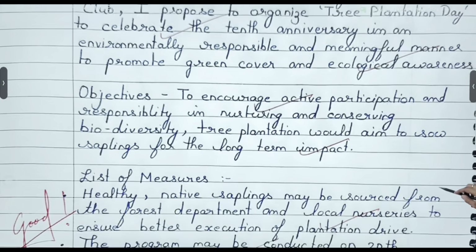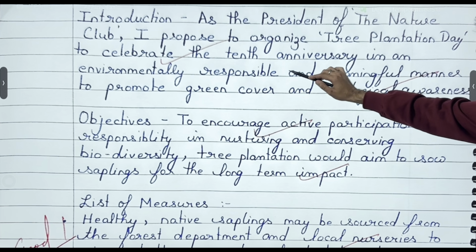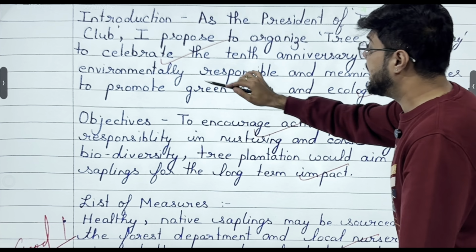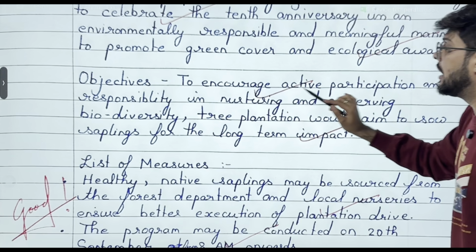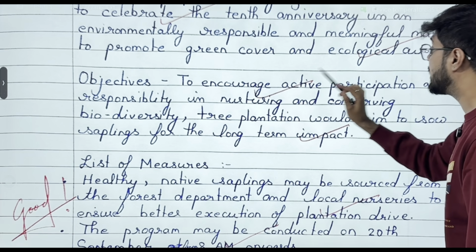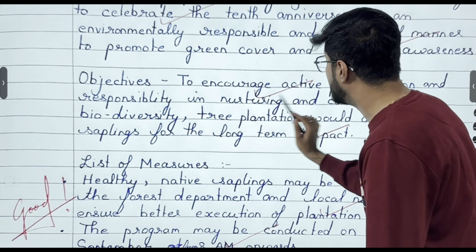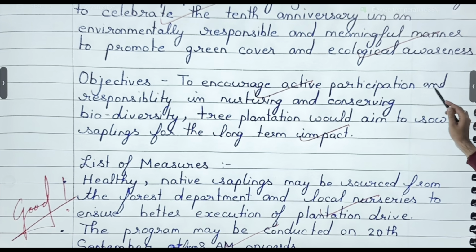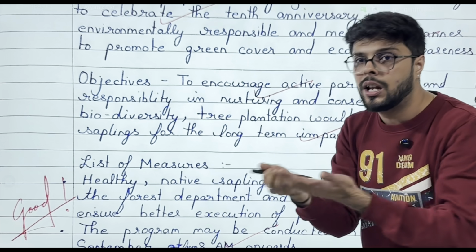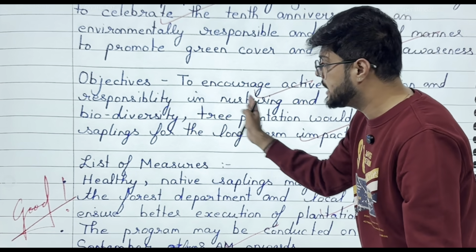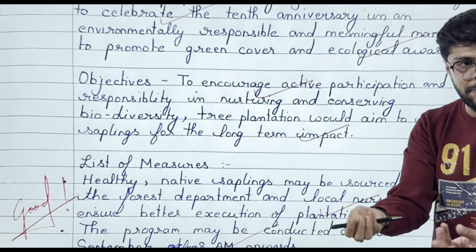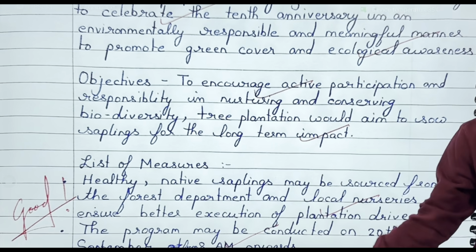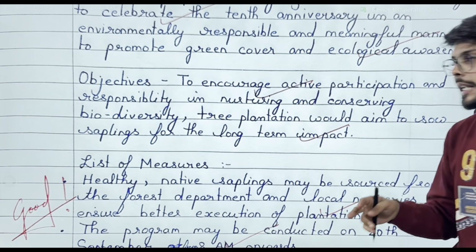Introduction में क्या लिखा है आप देखिए. Introduction में लिखा है on the account of 10th anniversary, in an environmentally responsible and meaningful manner to promote green cover and ecological awareness. और यहाँ पे लिखा है to encourage active participation and responsibility in nurturing, that is taking care of and conserving, preserving the natural beauty of the environment, that is biodiversity. Tree plantation would aim to sow means plant saplings for the long term impact. दो अलग अलग पॉइंट आने चाहिए. ठीक है, I hope that is clear.